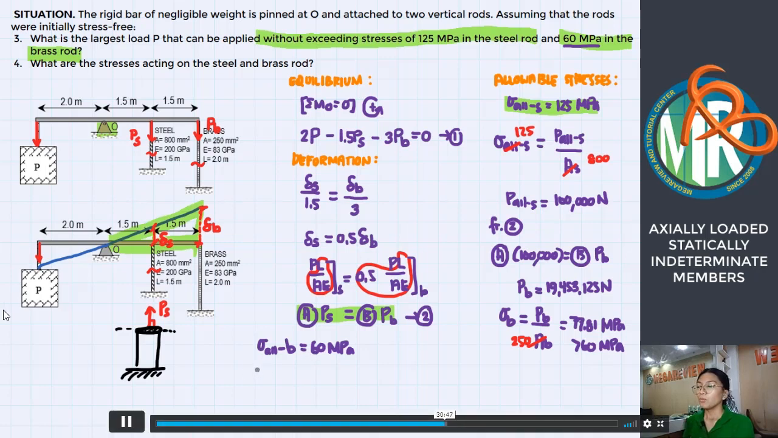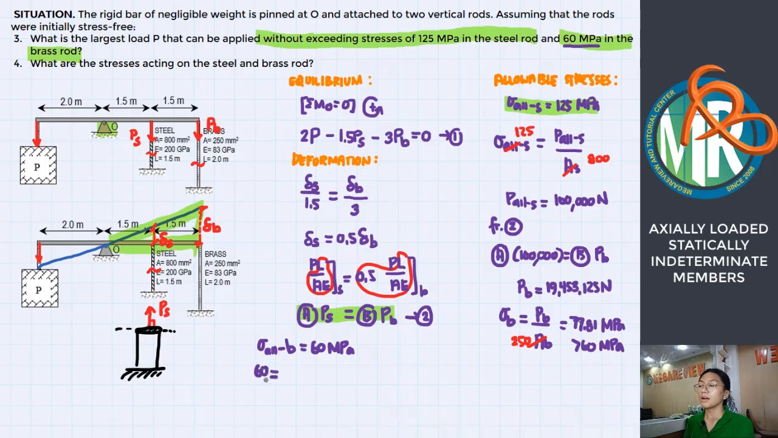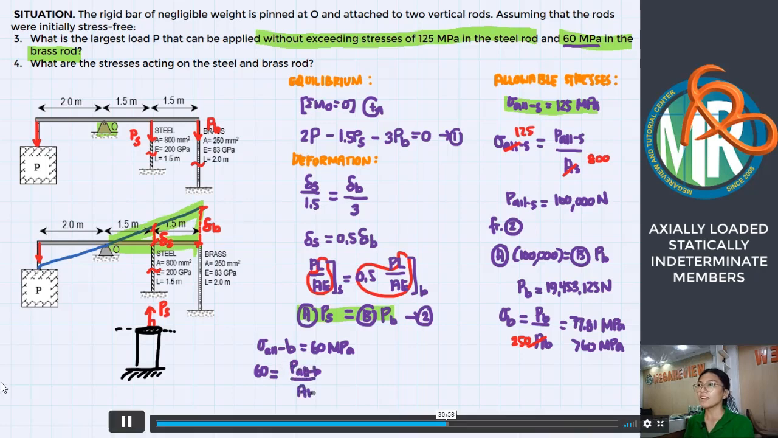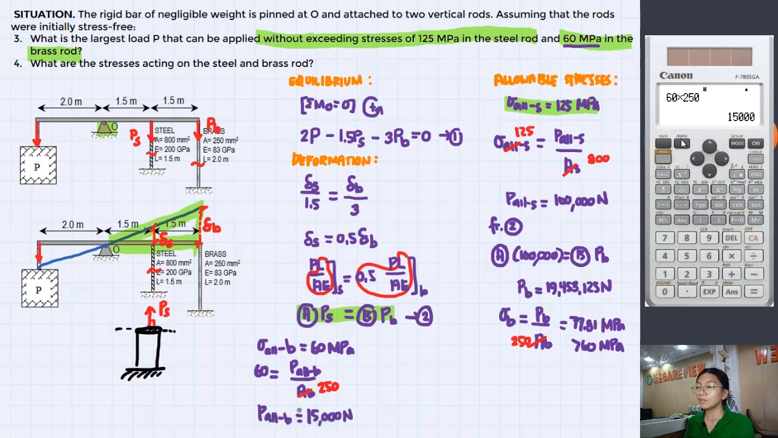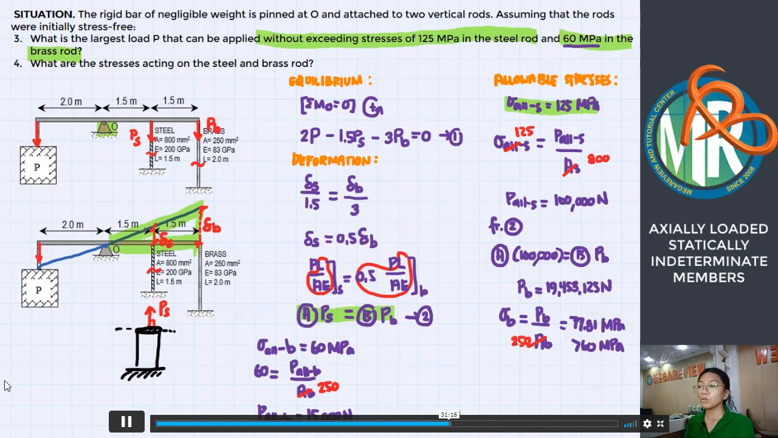So, here, pwede natin kunin ang allowable force of the brass rod, that is stress is equals allowable force of brass over the area of the brass. Area of the brass, that is 250 square millimeters. So you can get here the allowable force of the brass rod, which is 15,000 Newton. So hanggang dito lang dapat yung i-apply mong load sa brass rod para hindi siya mag-fail.